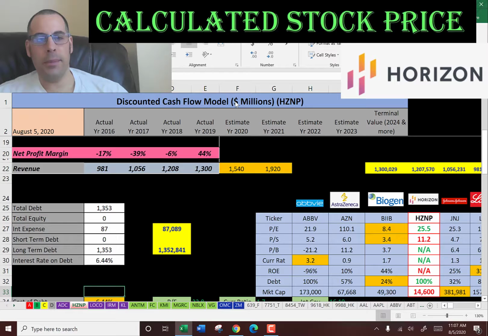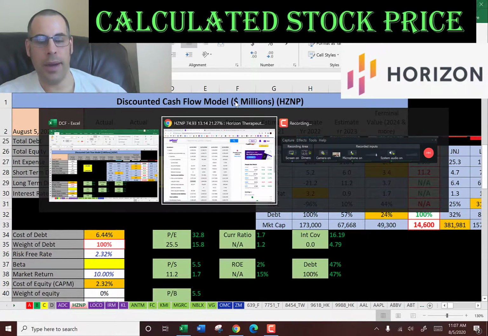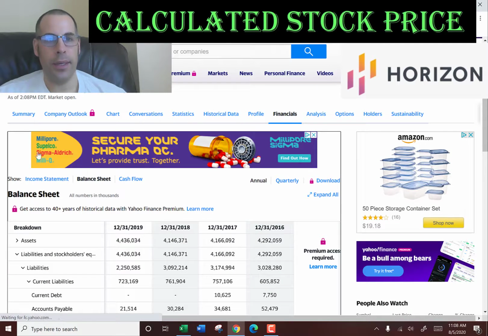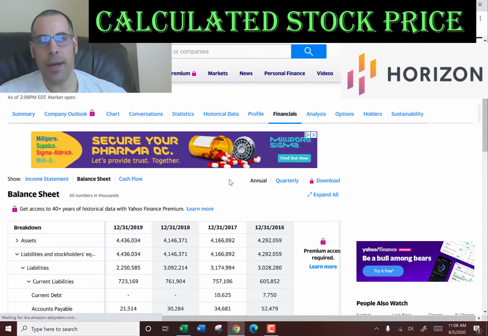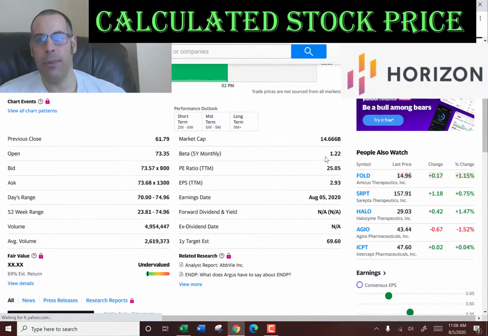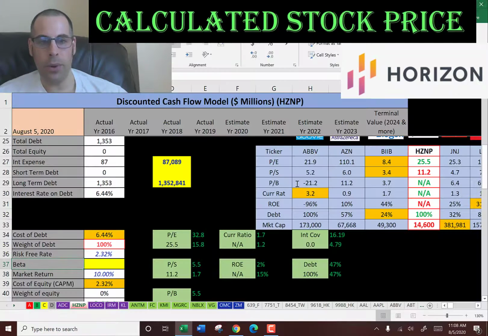And according to the income statement, they don't pay taxes, probably because they moved to Ireland, so they saved money there. So let's get the beta now so we can figure out the cost of equity. And the beta is how volatile the stock is relative to the market. The market as a whole has a beta of 1. This is a beta of 1.22, so the stock moves a little more than the market.